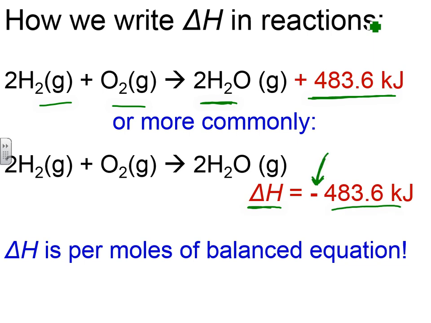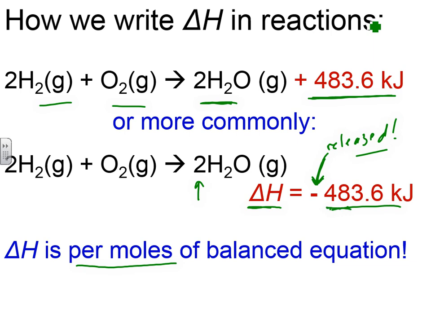That's the idea. Heat is released if it's negative. That's why we need a sign, so that way we can tell if it is absorbed or released. And delta H, this number here, says it's per moles of balanced equation. So if you form 2 moles of water, you're releasing 483.6 kilojoules. If you form 4 moles of water, then this number will be double. So in other words, this is connected to the balancing of the equation, and that is always the case.